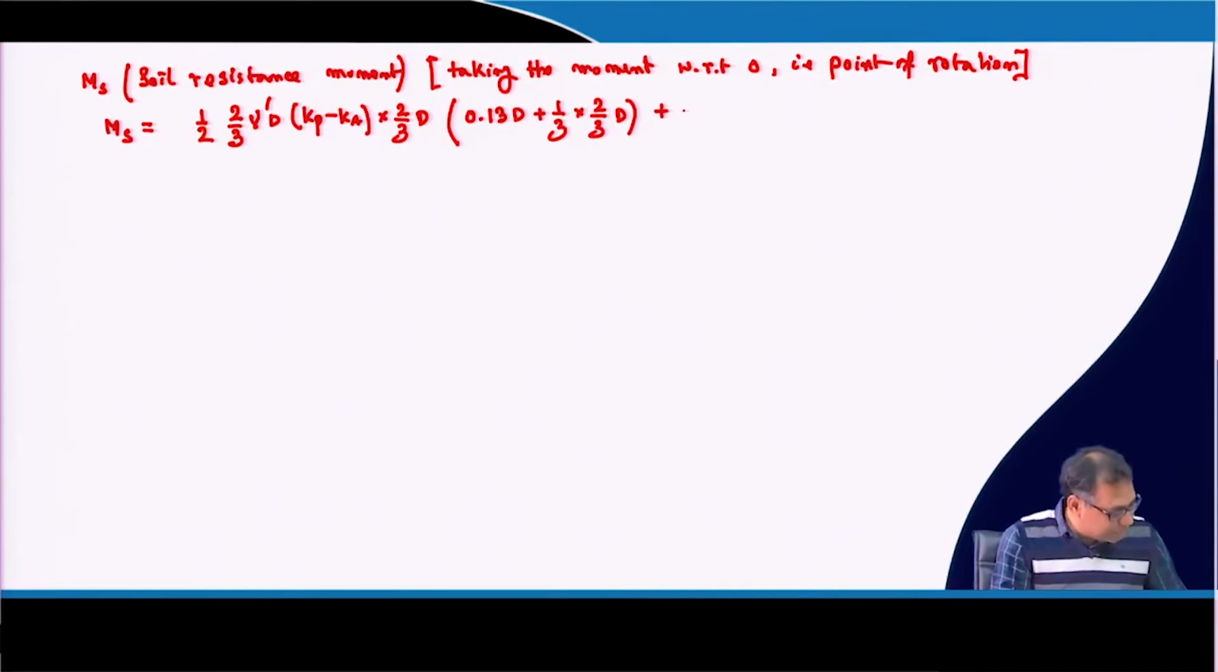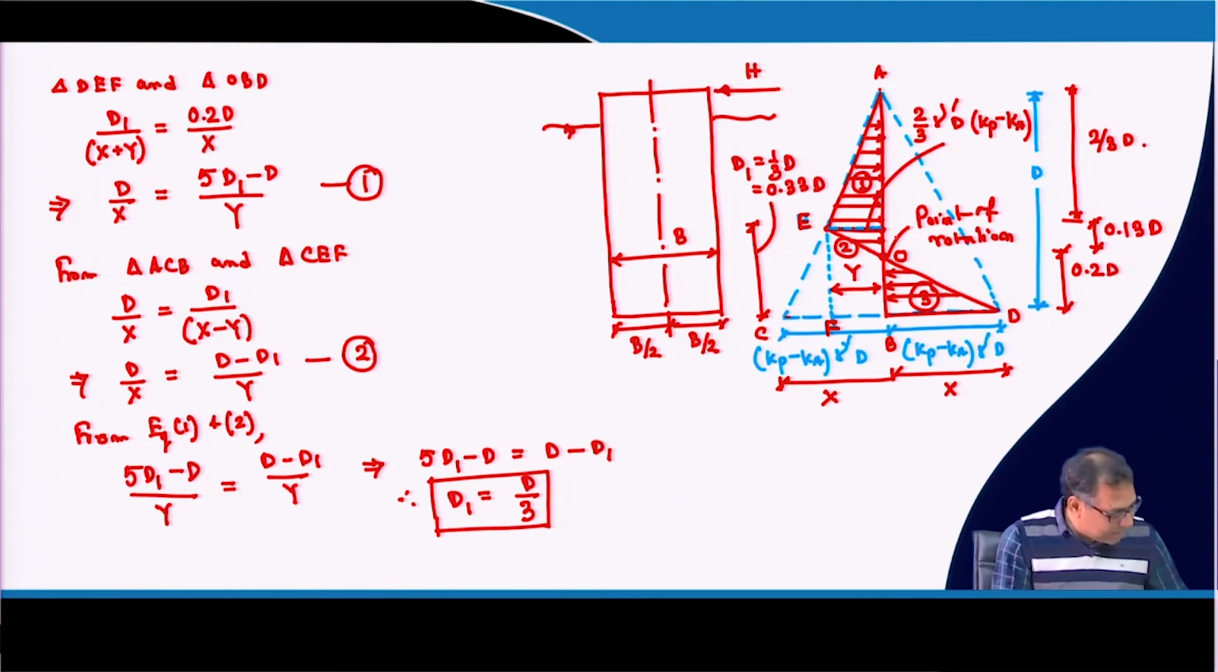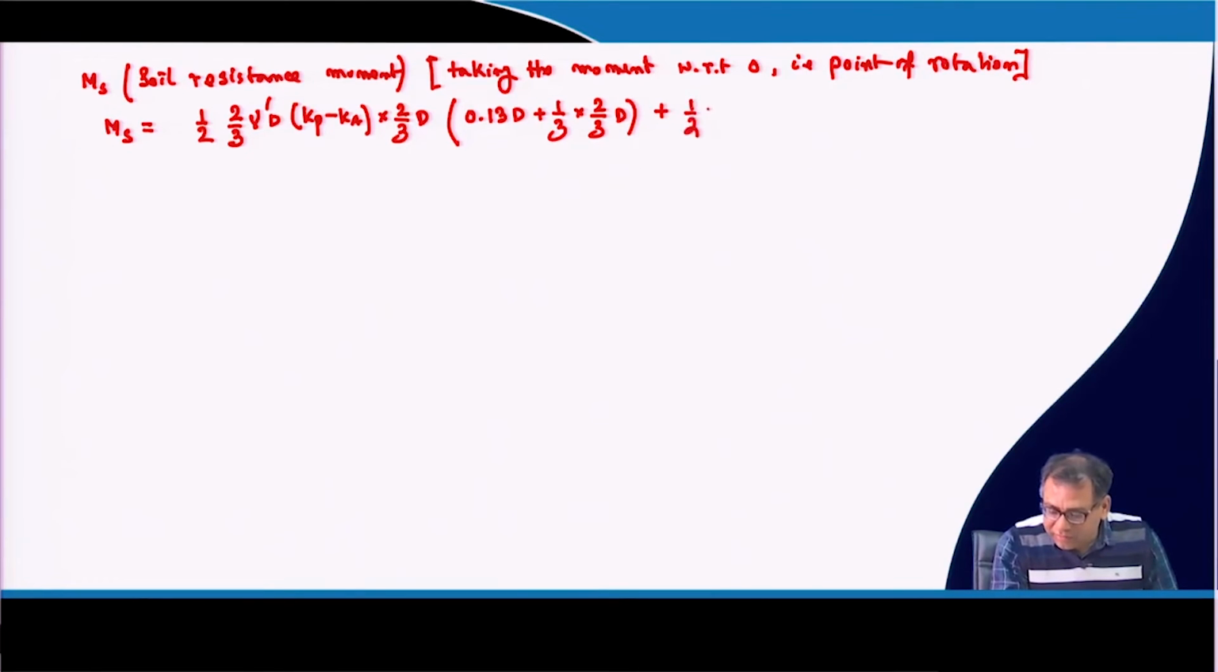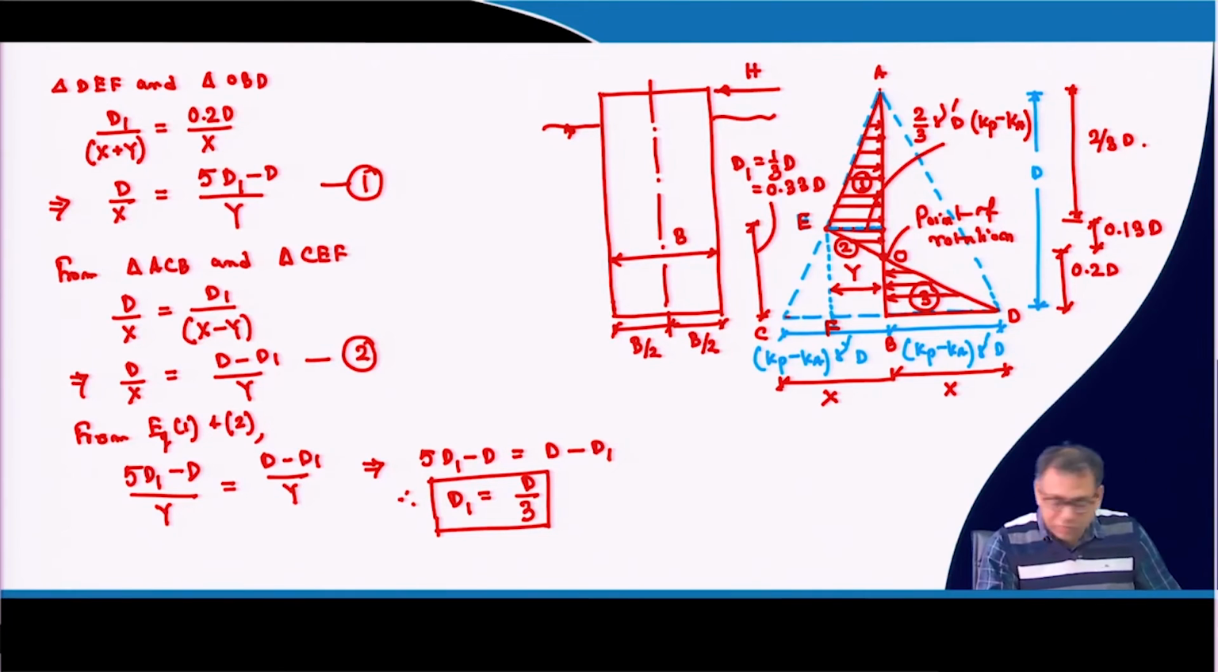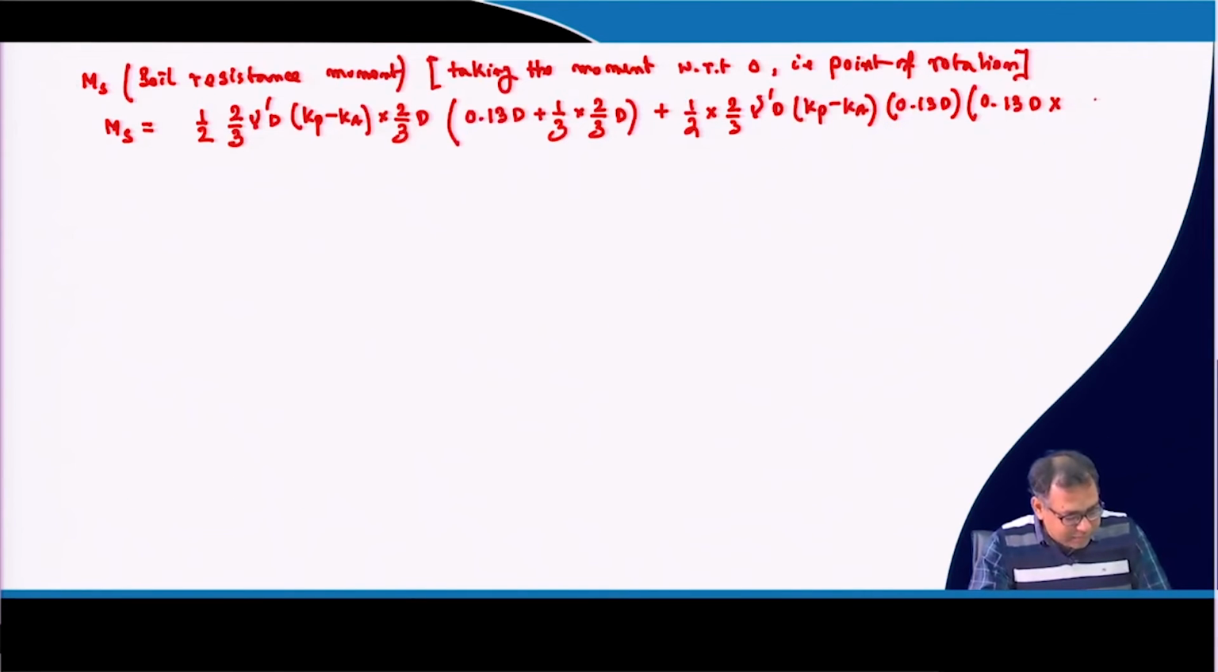Now, for triangle 2, this small triangle, the base is 0.13 d and the height is 2/3 gamma dash d Kp minus Ka. So, the force for the small triangle is half into 2/3 of gamma dash d Kp minus Ka into 0.13 d, and the lever arm is 2/3 of 0.13 d. So, this is the force and the lever arm is 2/3 of 0.13 d.